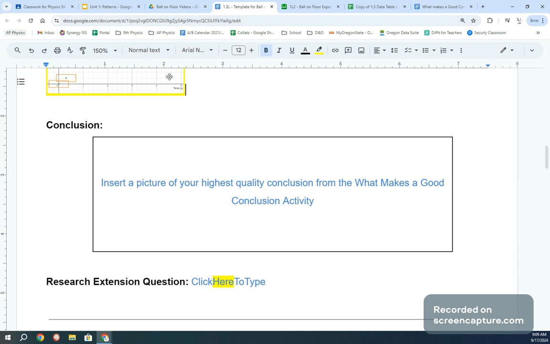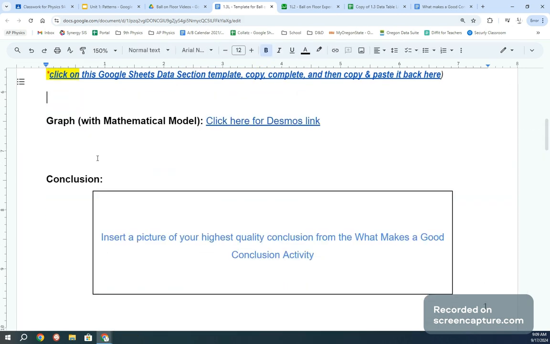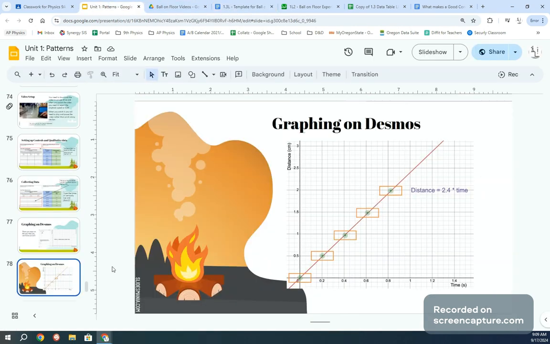Conclusion. Let me go back up and delete these before I forget about them. Conclusion. So again, if we're looking in the slides, we can kind of see what was going on.